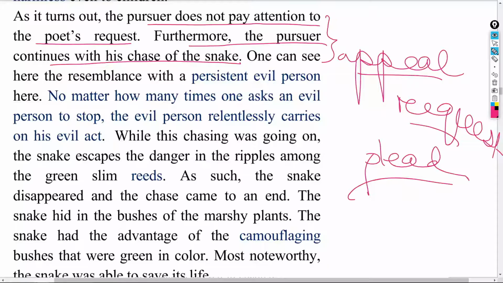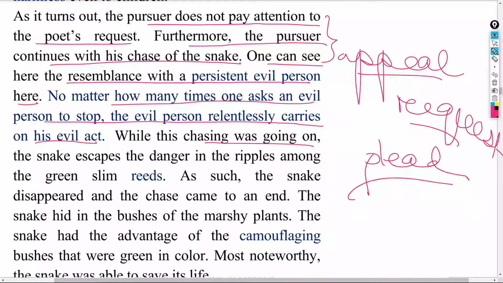Furthermore, the pursuer continues with his chase of the snake. One can see here the resemblance with a persistent evil person. No matter how many times one asks an evil person to stop, the evil person relentlessly continues on his evil act. So we come to know that however much you tell a bad person to avoid evil, he will continue with his work.